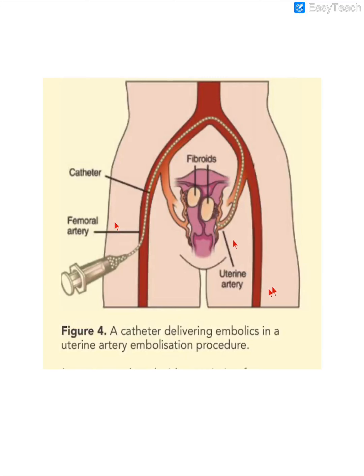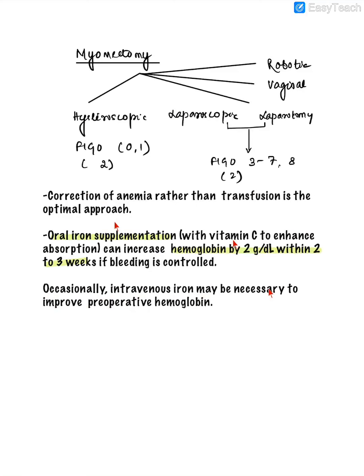So this is a picture showing the procedure of uterine artery embolization. Usually a catheter is placed through the femoral artery and is passed into the uterine artery, and we deliver embolics through it, and it embolizes the uterine artery, so the blood supply to the fibroid is interrupted, and this is how the fibroid shrinks. Myomectomy can be done by hysteroscopy, laparoscopy, laparotomy, vaginal route if it is pedunculated, and by robotics.